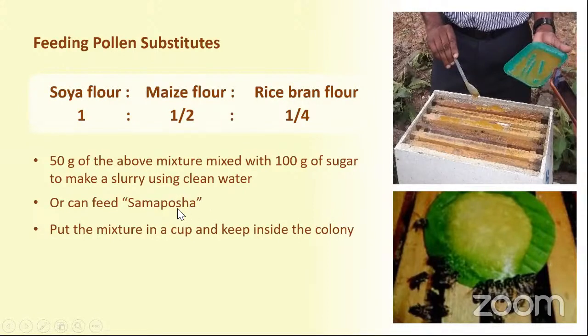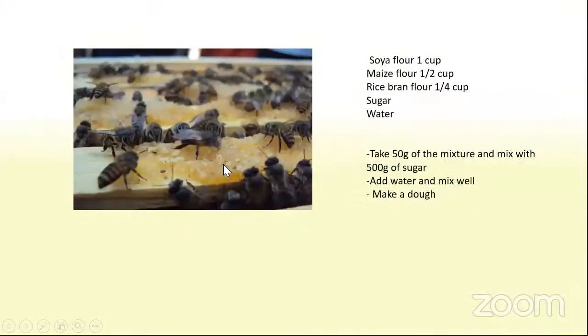And we have a product called summer poacher. I don't know whether you will definitely have a similar product in the market, right? Which contains maize, rice bran, and soya flour, right? And here you can see another. So this recipe you can again use, right? So we mix with sugar, and you can keep them there happily feeding on this pollen source.